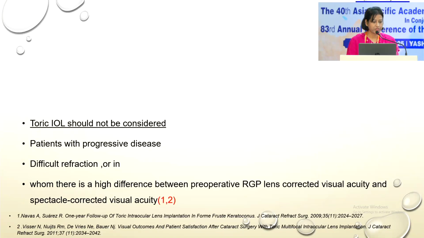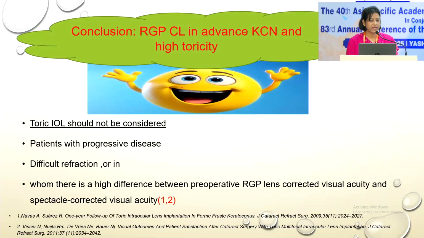So toric IOL should not be considered in cases where the patient has progressive disease, difficult refraction, or a high difference between preoperative RGP contact lens corrected visual acuity and spectacle corrected visual acuity. So I conclude RGP contact lenses should be considered in high toricity and higher stages of keratoconus.